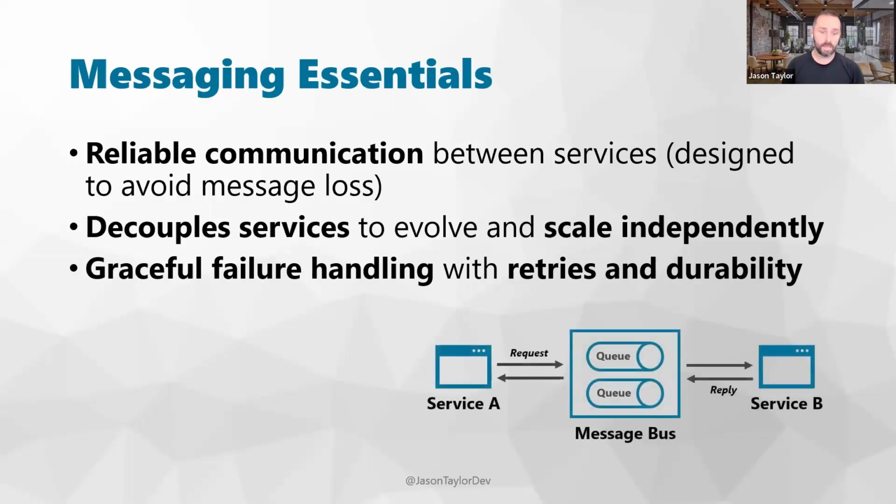In this simple example, we have service A. It sends a message and moves on. The message is stored in a queue by the message bus. When service B is ready, it takes the request, does the work, and sends a reply back the same way. So the queues are like inboxes, no waiting on live connections. Messages wait safely, and the system can retry if something fails. And that combination keeps our services decoupled and resilient.